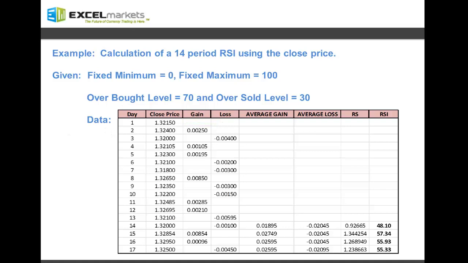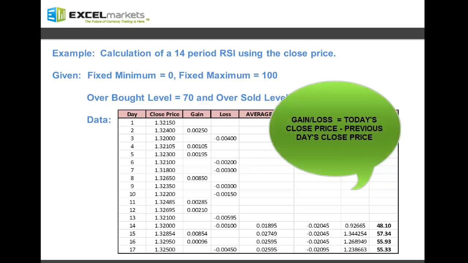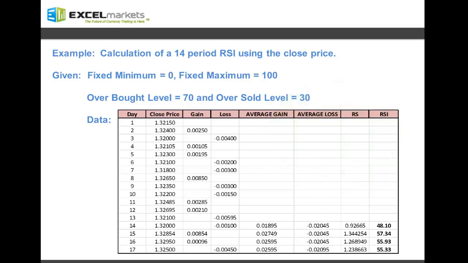We calculate the difference between the close price of each day from the previous day's close price to determine whether there has been a gain or a loss. If the previous day's close is higher than today's close, it is considered to be a loss, while if the previous day's close price is lower than today's close price, it is considered as a gain.